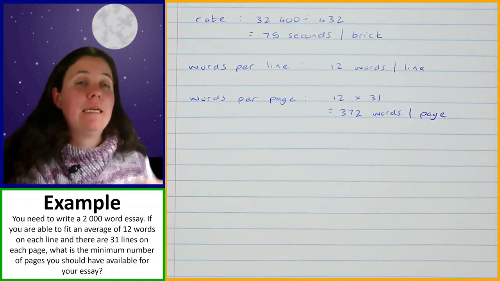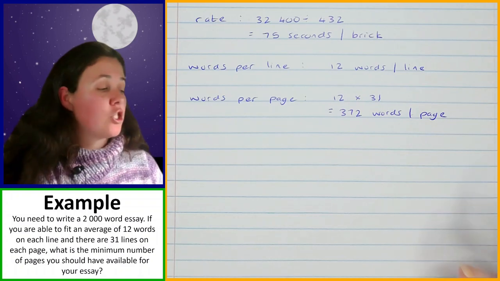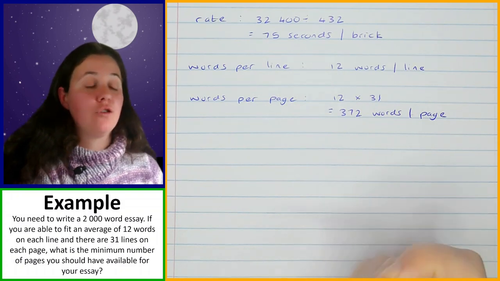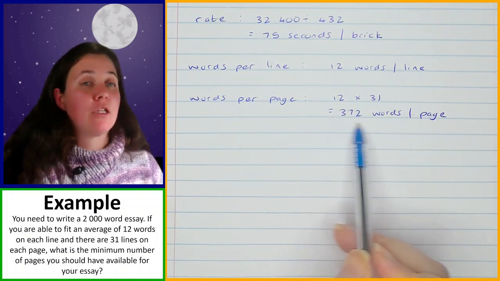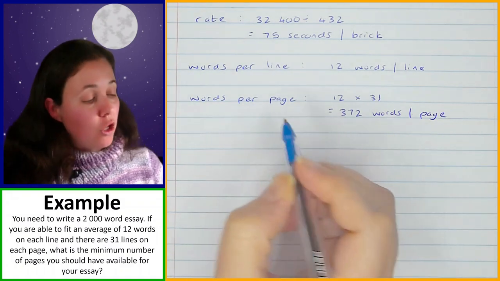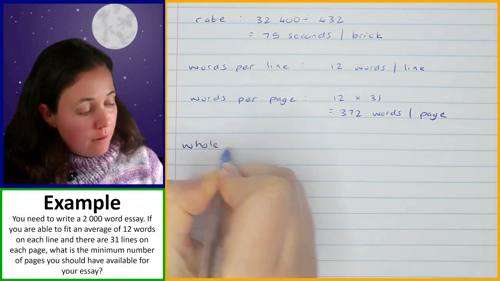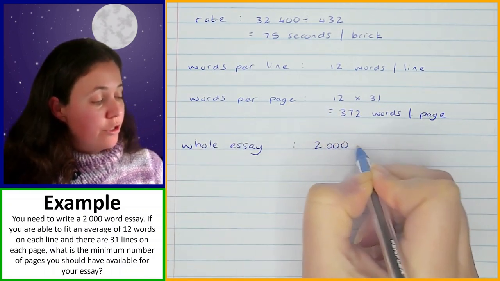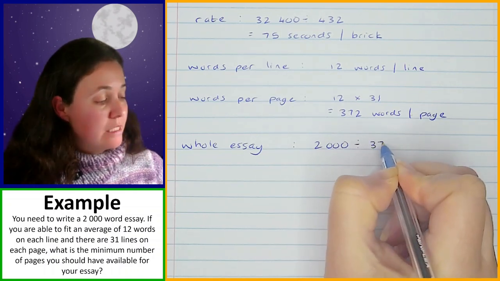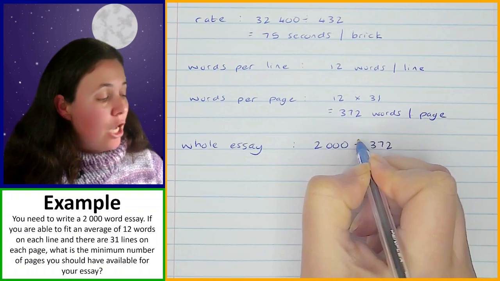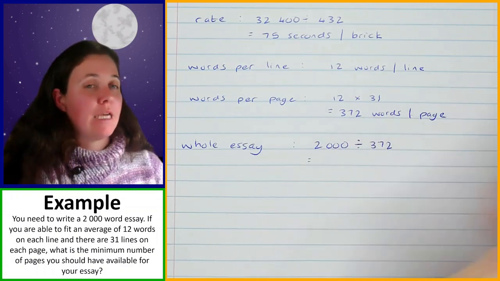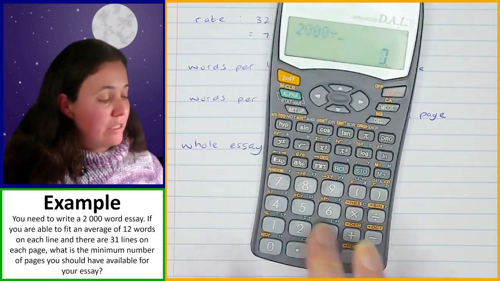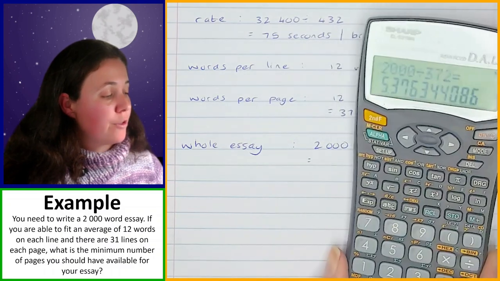Now we know that your essay has to be 2,000 words long. So in order to find out how many pages we need, we're going to take the number of words we have to write and divide that by the total number of words we can fit on one page. So the whole essay is going to be 2,000 words divided by 372 words per page, and that will tell us how many pages we need for our whole essay. Okay, so if I say 2,000 divided by 372, that gives me 5.376.